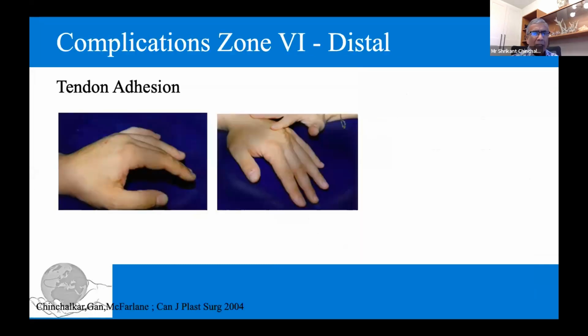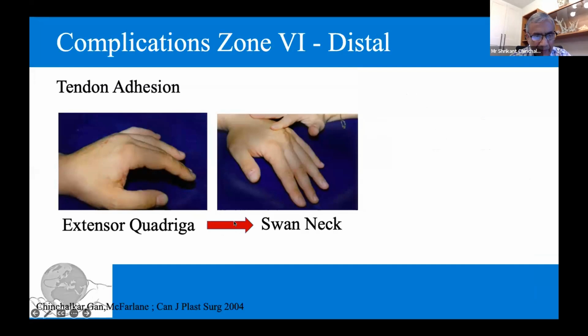But looking at the complications associated with immobilization, I've seen that patients have often gone into forming tendon adhesions. So this is a patient who had extensor digitorum communis repair at the metacarpophalangeal joint, and on examination, when the splint was discontinued, it appeared that the patient ended up having extensor quadriga. So extensor quadriga, I've seen that it went into forming secondary swan neck deformity.